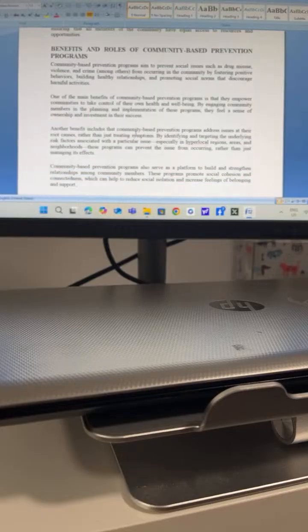Another benefit is that community-based prevention programs address issues at their root causes rather than just treating symptoms. By identifying and targeting the underlying risk factors associated with a particular issue, especially in hyperlocal regions, areas, and neighborhoods, these programs can prevent the issue from occurring rather than just managing its effects.